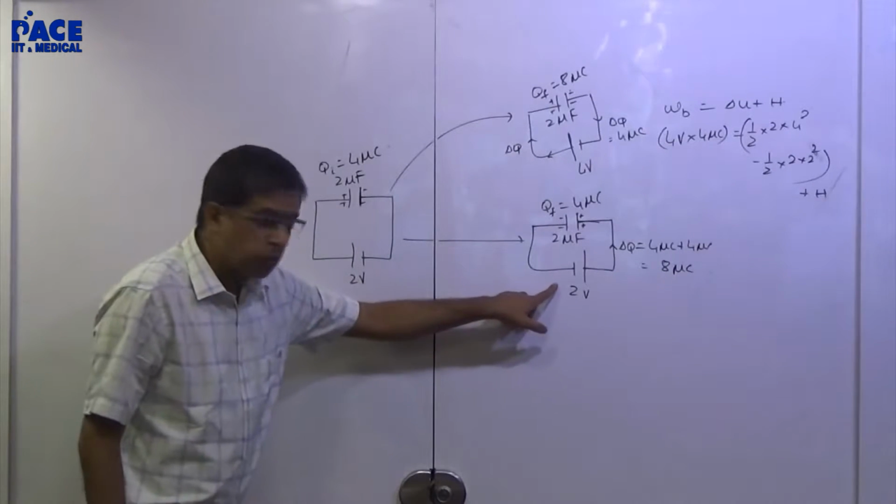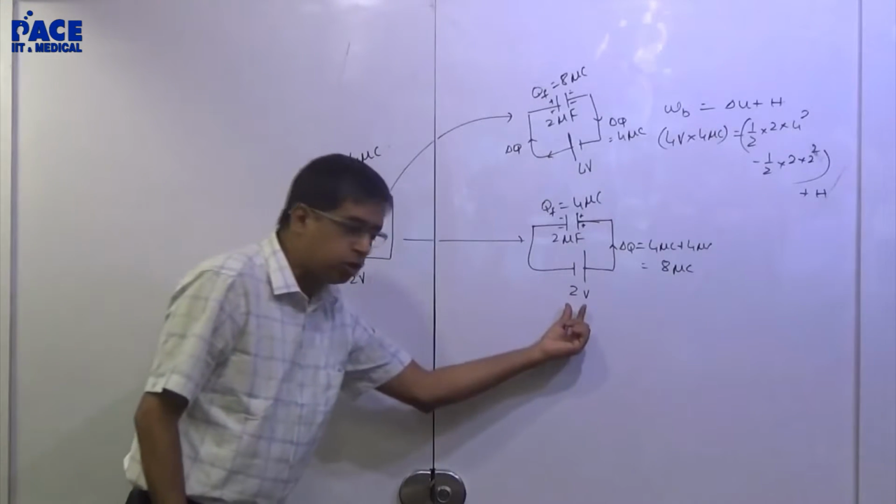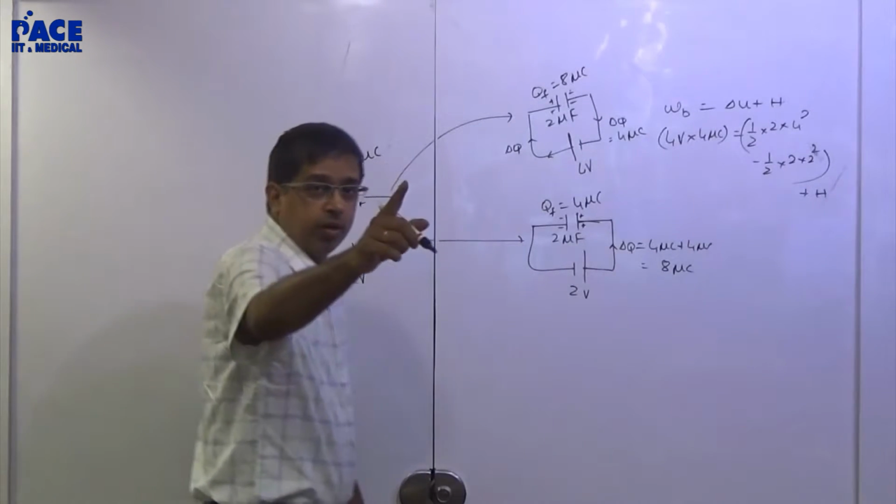How much charge was pushed by this particular battery? 8 microcoulombs of charge was pushed through a potential difference of 2. Somebody got disconnected.